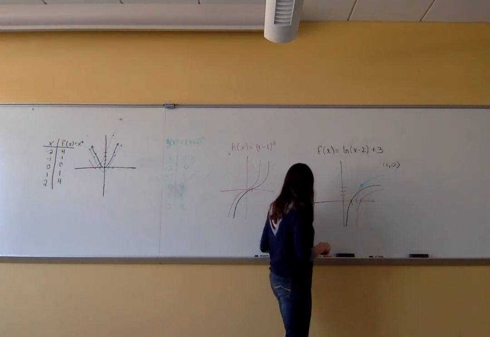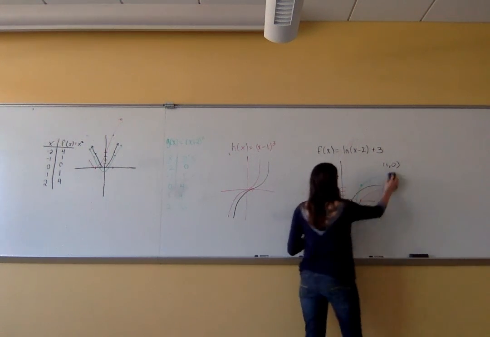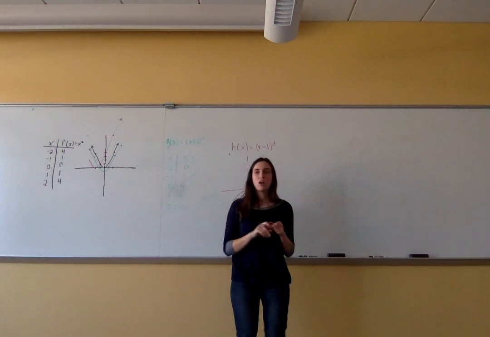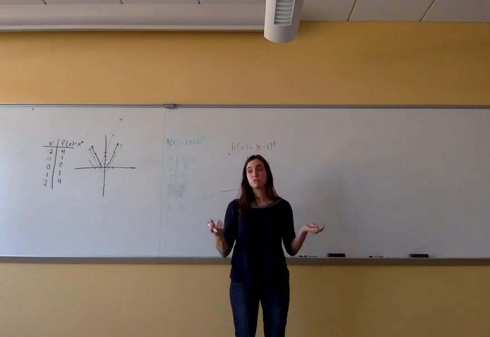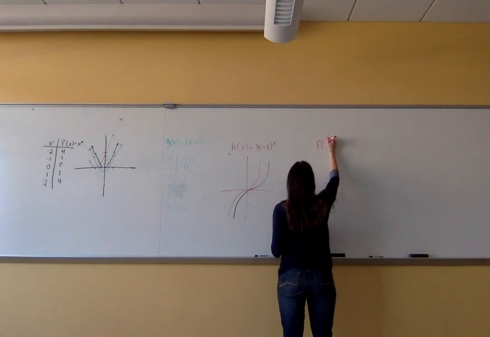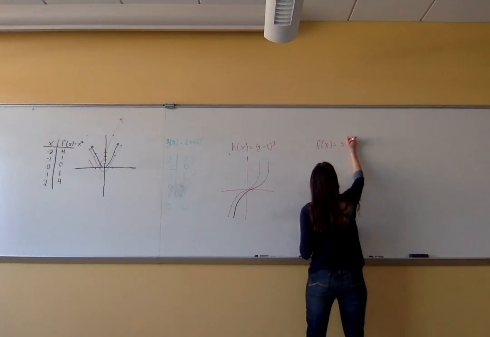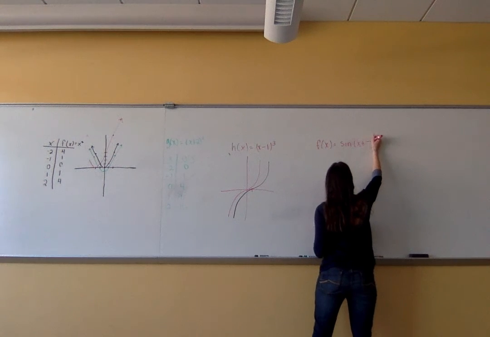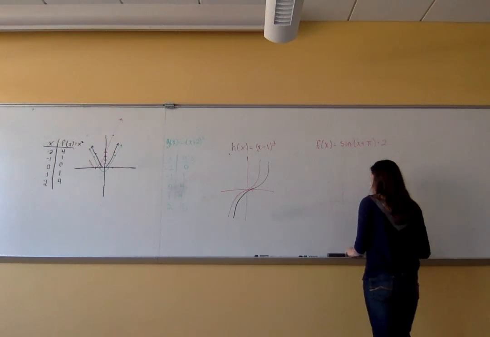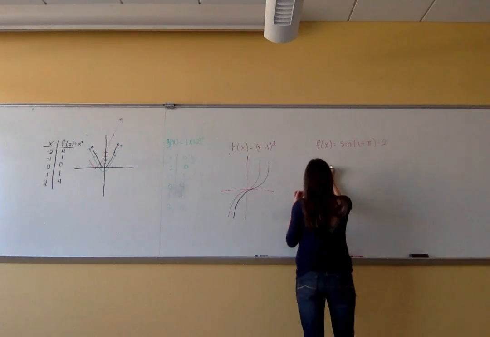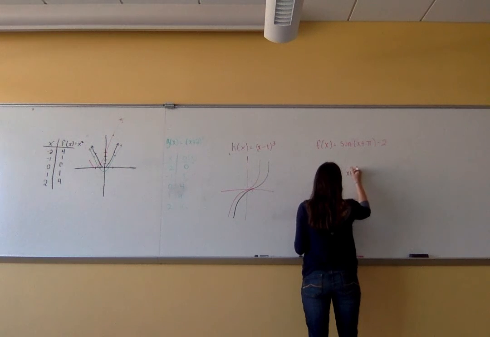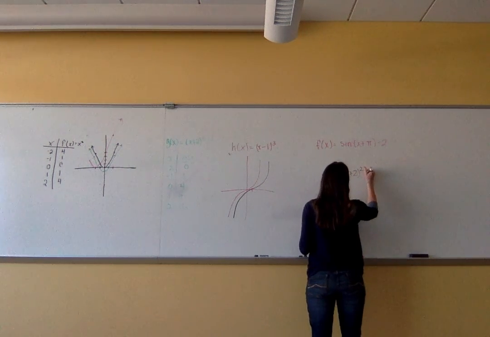So now, let's get in groups and do 2 examples, and then I'll choose 2 people to come up to the board once you've talked together in partners. So let's do f of x equals sine of x plus pi minus 2, and g of x equals x plus 2 squared minus 4.